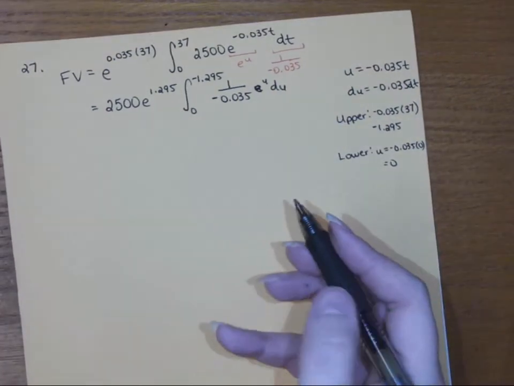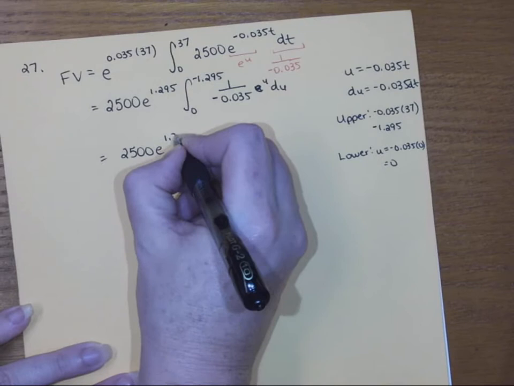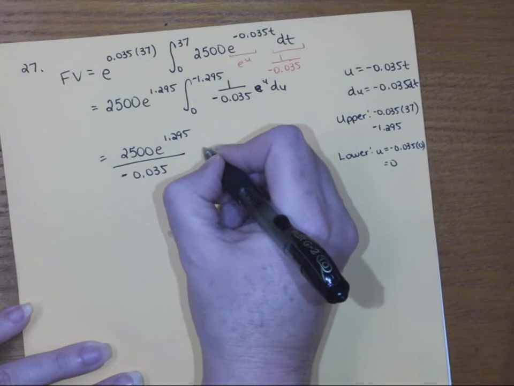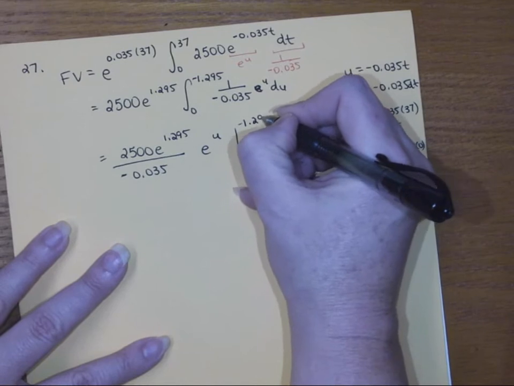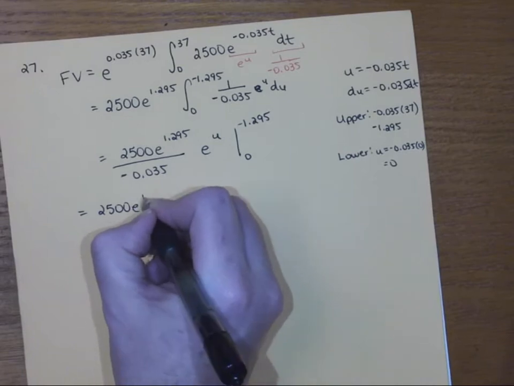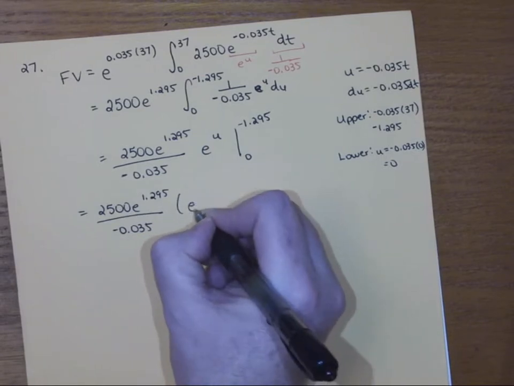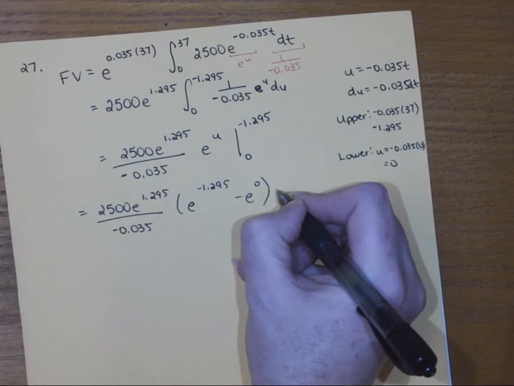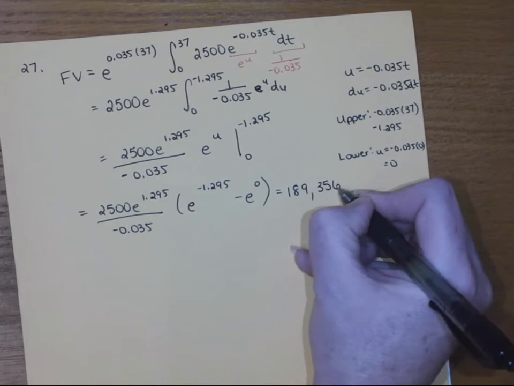Okay, so this can pull out to the front. So this would be 25,000 e to the 1.295 over negative 0.035. And then it's going to be e to the u, because the antiderivative of e is just e, and then 0 to negative 1.295. So, as strange as this is, just let your calculator do the weirdness. So this is going to be your constant, and then you're going to have e to the top power minus e to the bottom power. Okay, and if you work that out, you get 189,356.86.